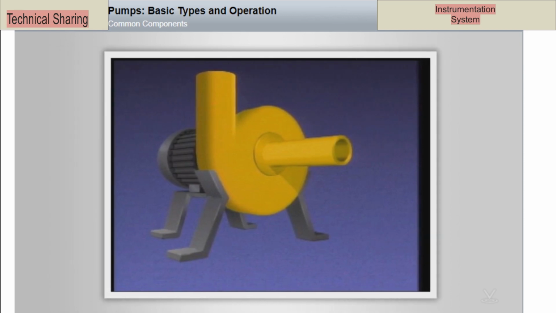Inlet. During operation, liquid enters the pump through the inlet, located here. This side of the pump is also called the suction side. The pressure of the liquid is lowest at this point.